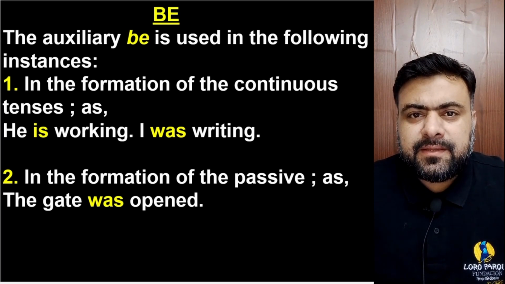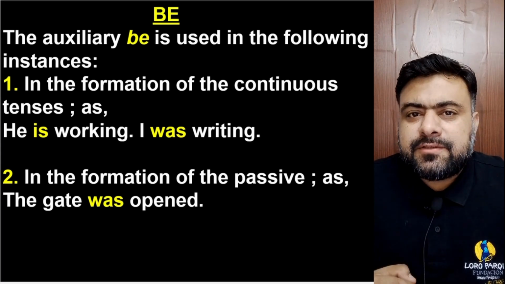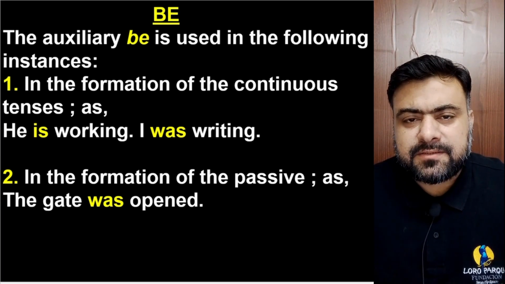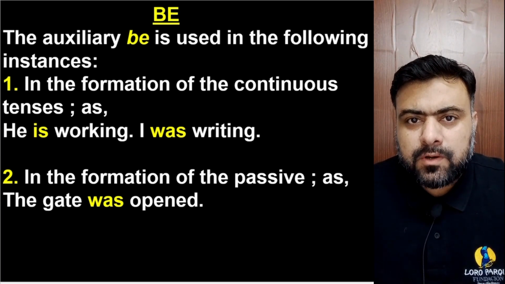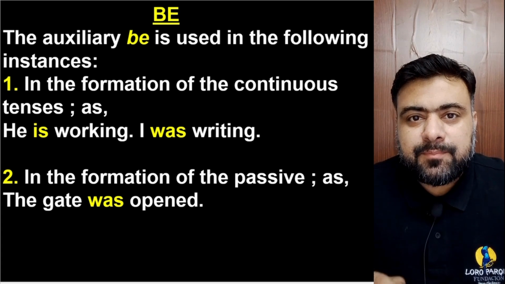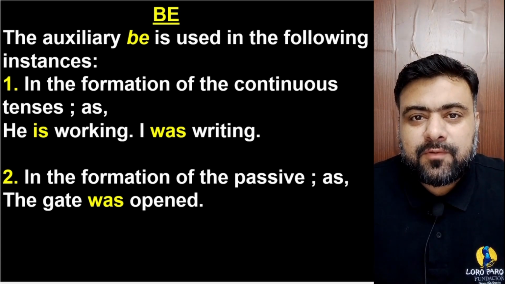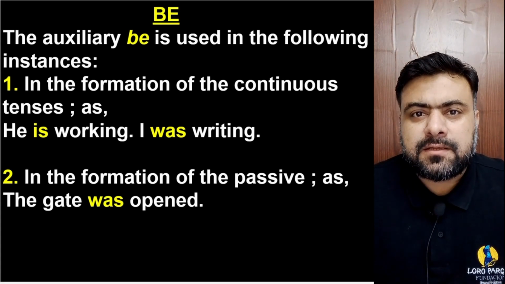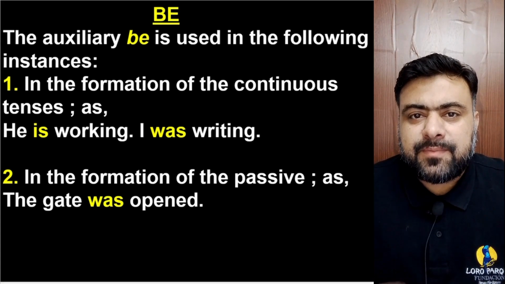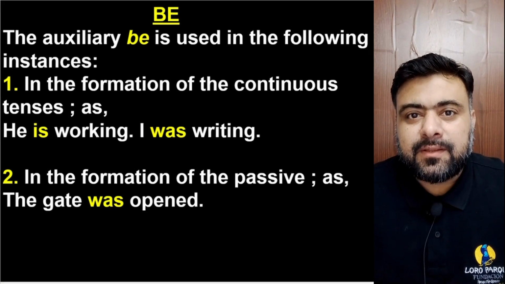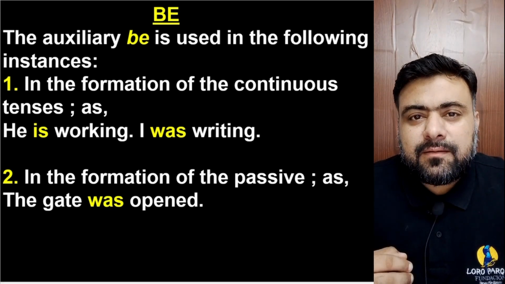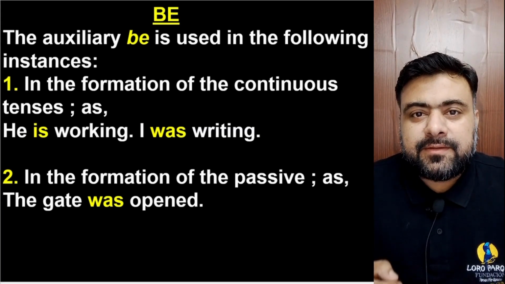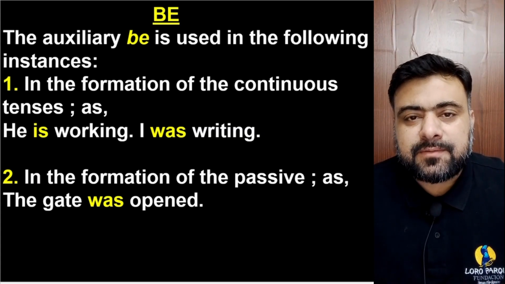The auxiliary verb be, in its different forms, is used first for the formation of the continuous tense, both present and past. For example, he is working. Is is the form of auxiliary verb be, and it has been used with another ordinary verb, that is working. So this auxiliary verb is a helping verb for another ordinary main verb. Or in the past, I was writing. Was is the form of the auxiliary verb be in the past.